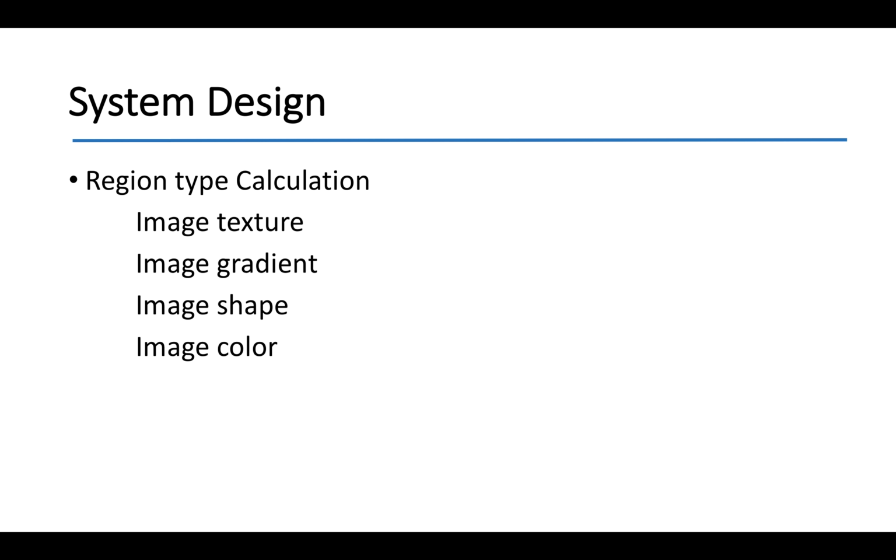Considering the region type, I chose image texture, gradient, shape, and color. I chose these four because I researched the related field of memorability maps, and I found that these four are the most representative features as far as I'm concerned. Thus, I chose these four features for region type calculation.